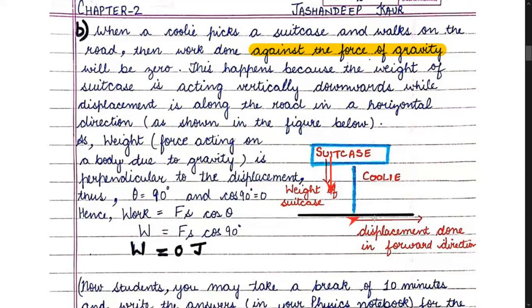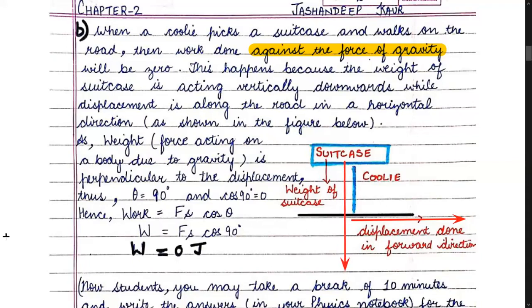While suppose coolie is moving towards right direction. So the displacement is towards positive x-axis, right direction. Now children, kindly see the angle between the force of gravity, this is the force of gravity acting downward, weight acting downward, and displacement of coolie.